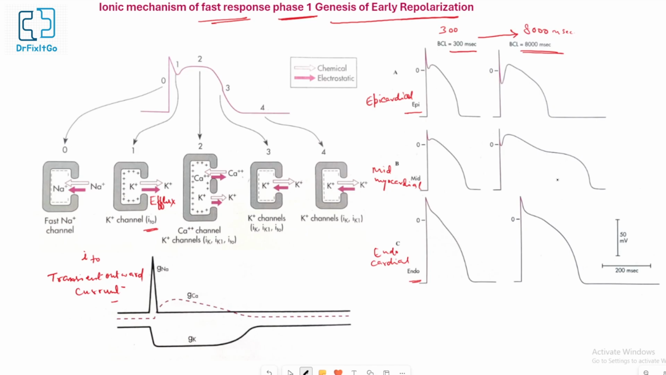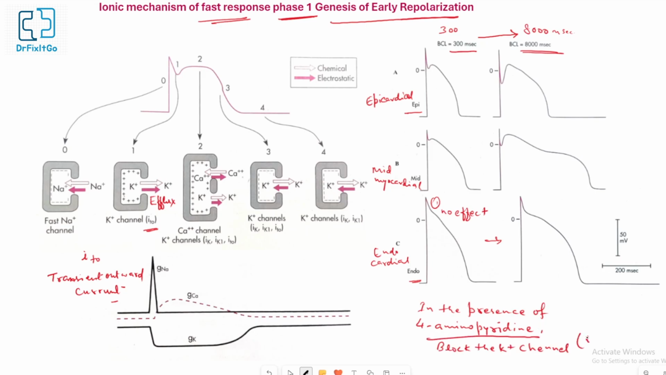The same increase in basic cycle length in endocardial fibers has no effect on phase 1 and only a small effect on the action potential duration. In the presence of 4-aminopyridine, which blocks the potassium ion channels that carry I_to, the phase 1 notch becomes much less prominent in the action potential recorded from the epicardial and mid-myocardial regions of the ventricles.